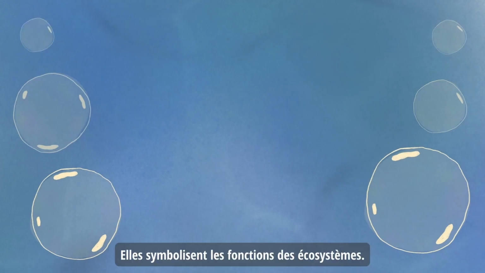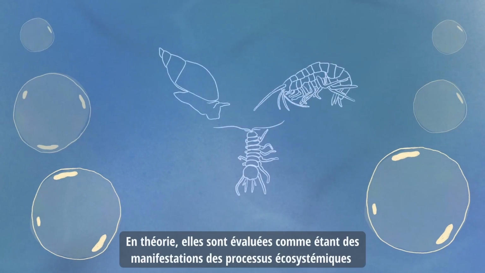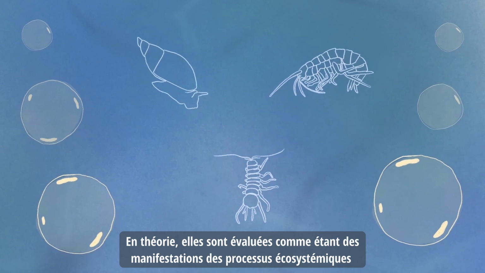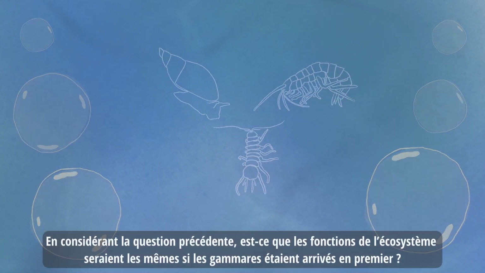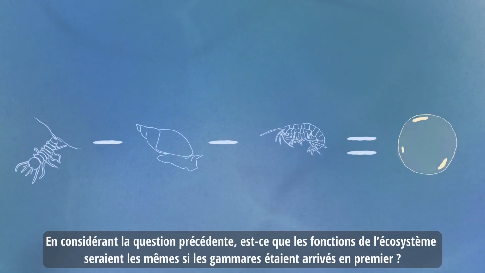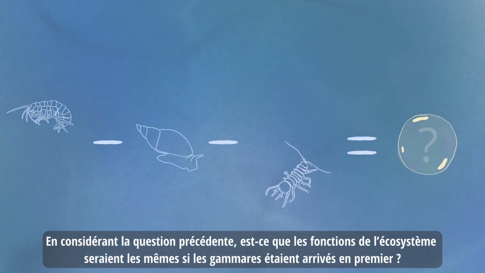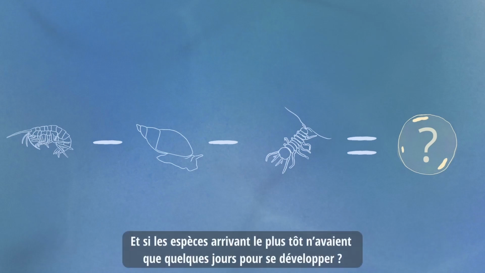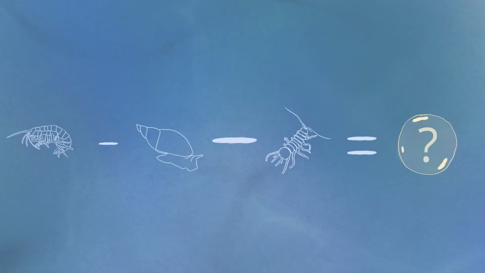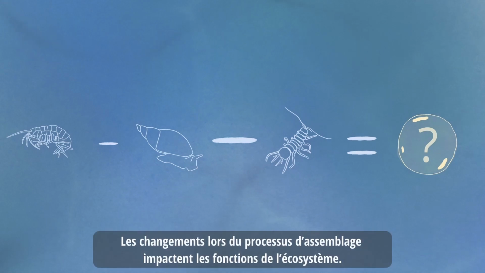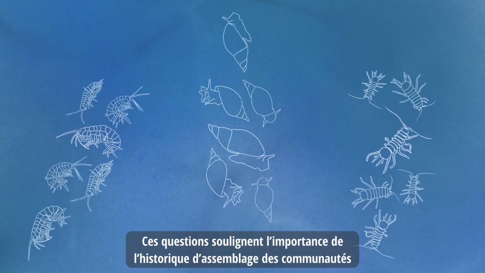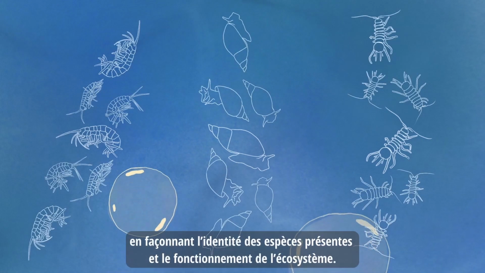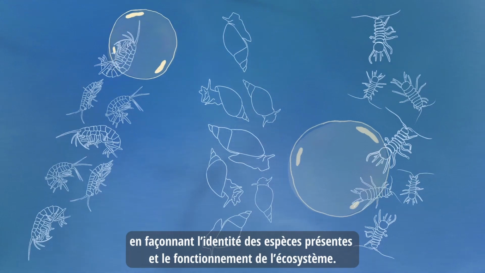These symbolize ecosystem functions. In theory, they are assessed as manifested by ecosystem processes built on species activities and interactions. Considering the previous question, would ecosystem functions change if the gametes arrive first? What if early arriving species only had a few days to develop? Changes in assembly impact ecosystem functions. These questions highlight the significance of community assembly history in shaping species identity and ecosystem functioning.